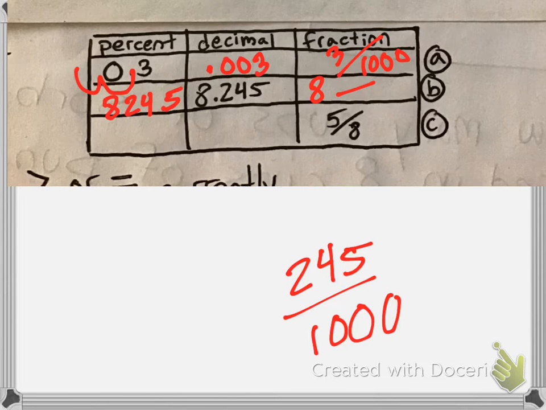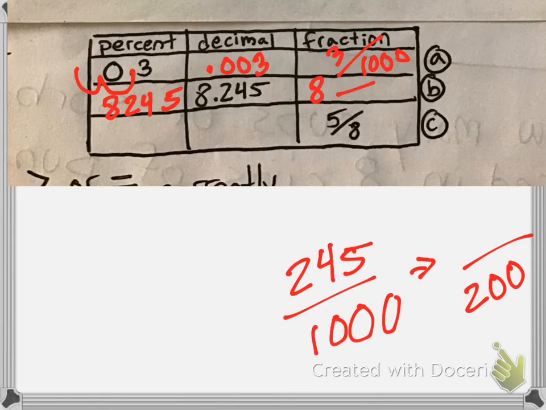So we get 245 out of 1,000. However, we need to simplify that. What can we divide them both by? What's the first number that comes to your head? What is it, Hannah? 5. I don't know what the greatest common factor is. Let's divide it by 5, right? So 1,000 divided by 5 is 200.